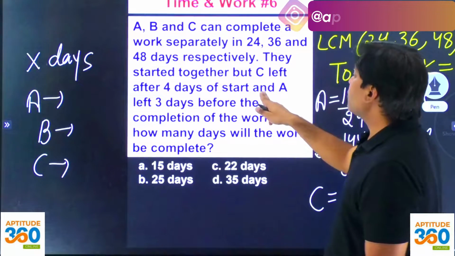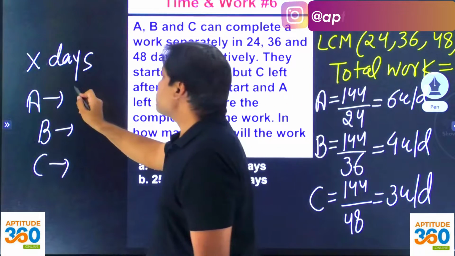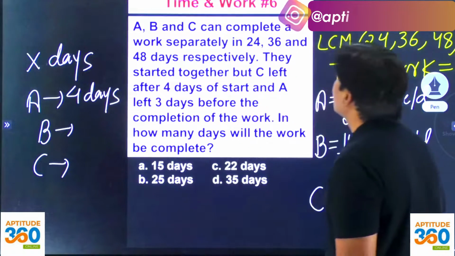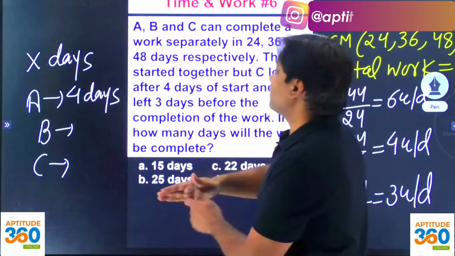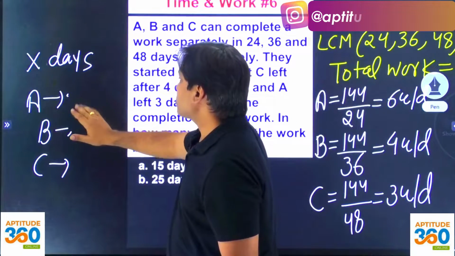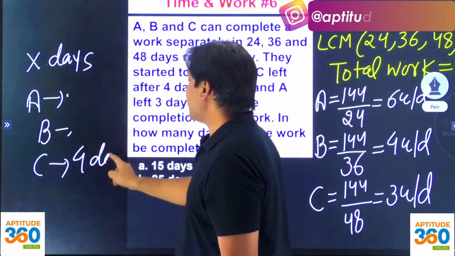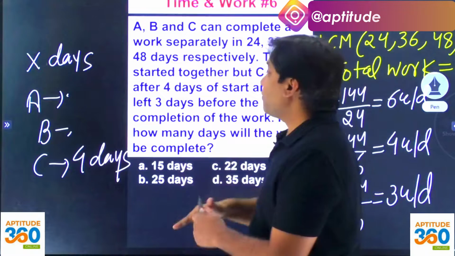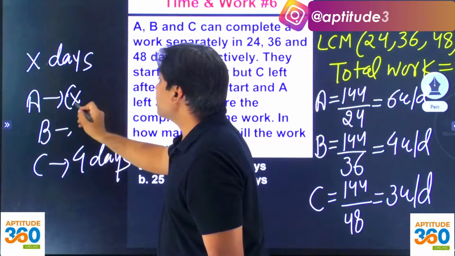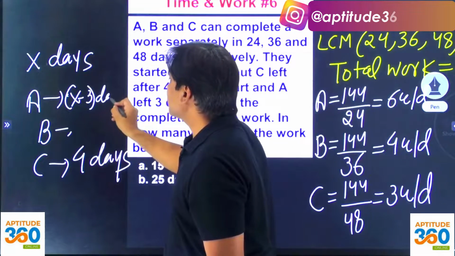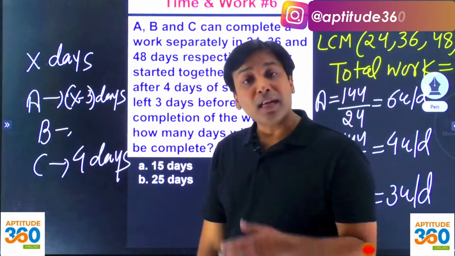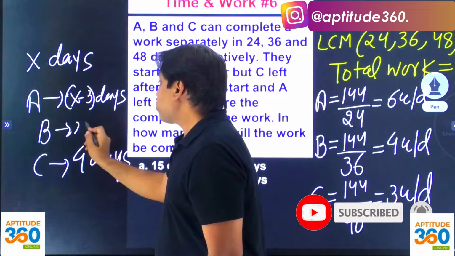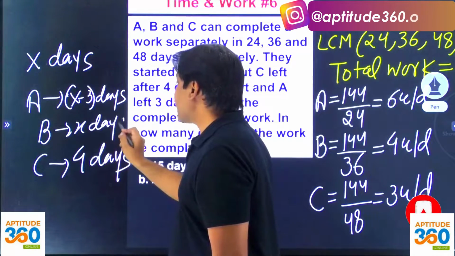After 4 days of start, C left. So C is going to be working for 4 days, right? And A left 3 days before the completion of the work. So A is going to be working for X minus 3 days. Is that okay? And the problem doesn't say anything about B. So that means that B is going to be working for the entire period of time, which is X days.